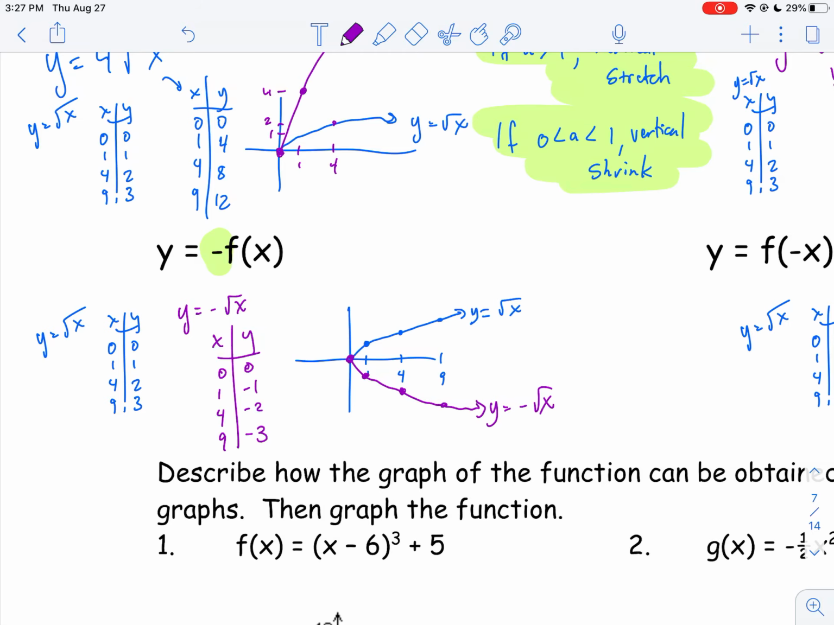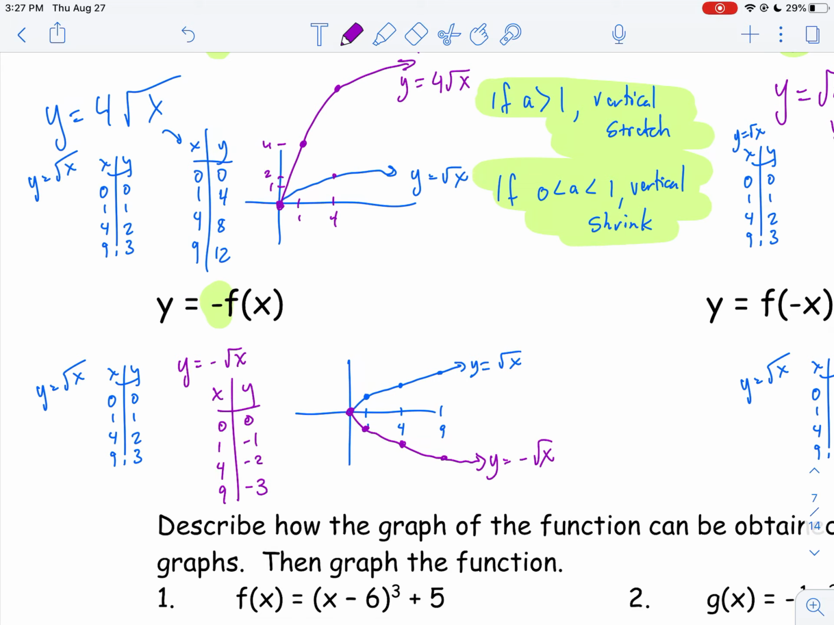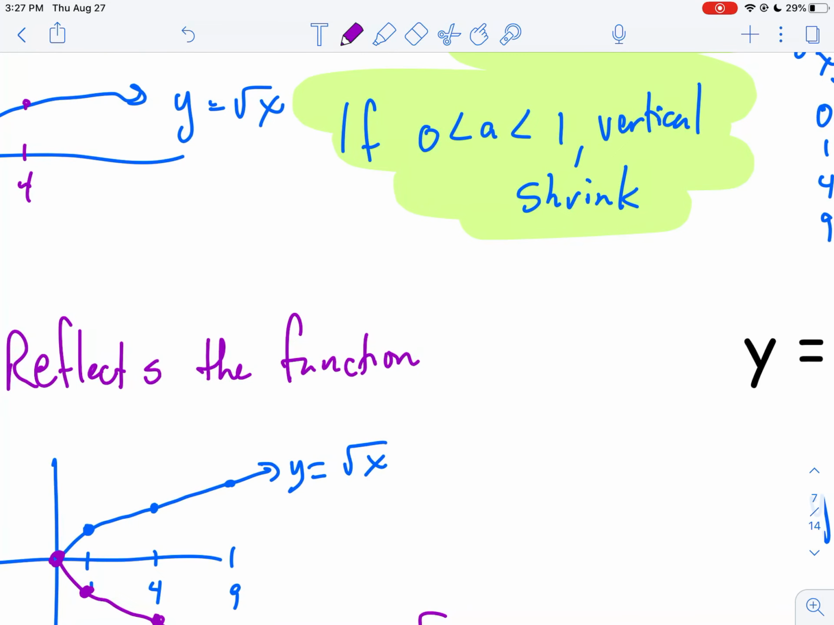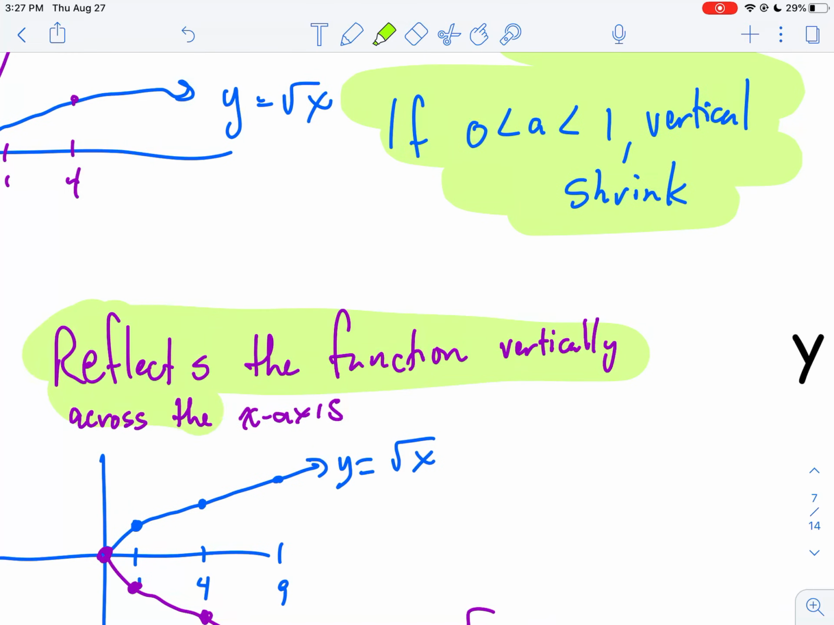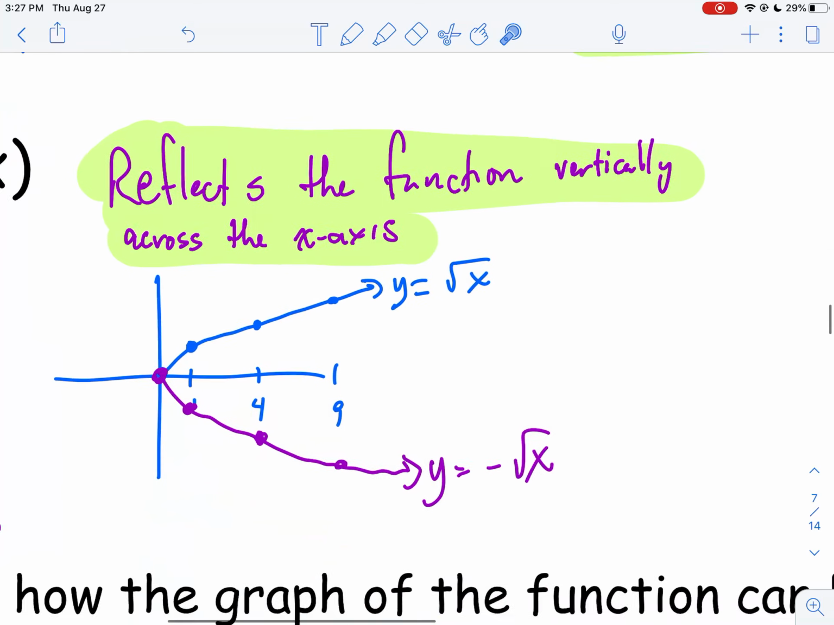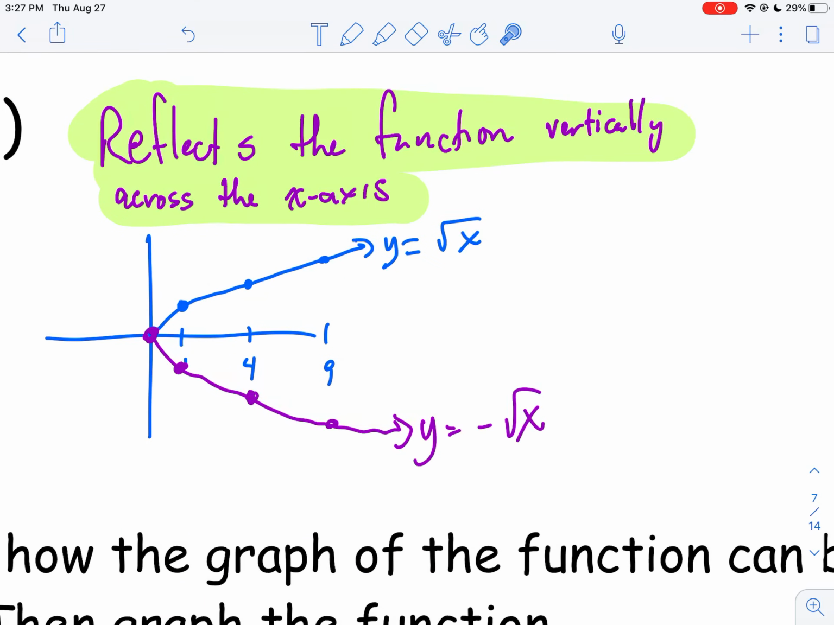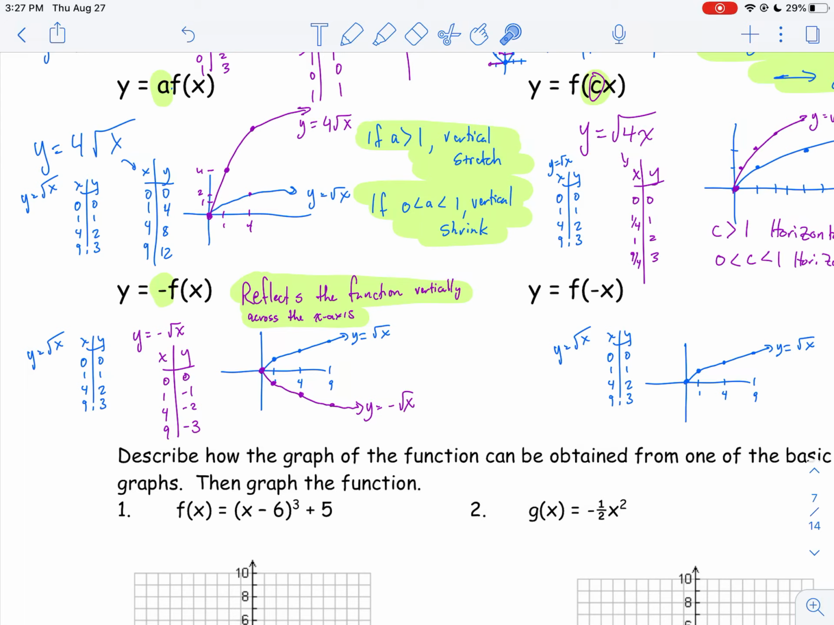So what did this do? What did this negative sign do? Reflects the function. I'm going to say it this way: vertically across the x-axis. I don't know if you see it that way. We've got the function, it's reflecting it vertically across the x-axis. This is the x. Okay? We'll come back to this in a minute.